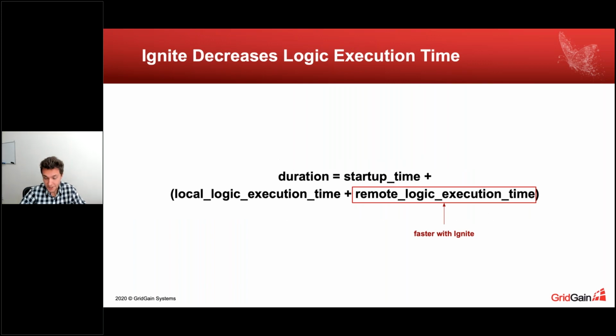And when it comes to Apache Ignite, usually if you provision a reasonable Apache Ignite cluster, if the cluster is optimized, Ignite can accelerate there and decrease the remote logic execution time parameter, meaning that your duration of the function execution will be smaller and you will be paying less.